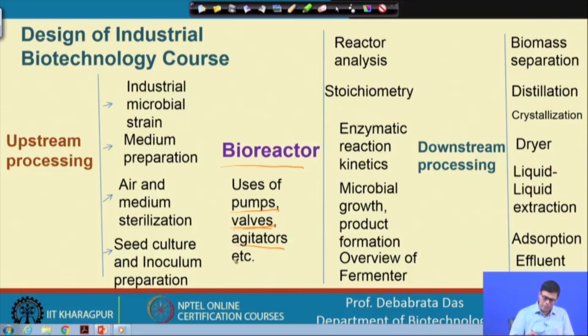But we have different types of agitator. We have impeller, we have paddle type agitator, ribbon type agitator, different types of agitator are used, but in the fermentation industry mostly we use the impellers.